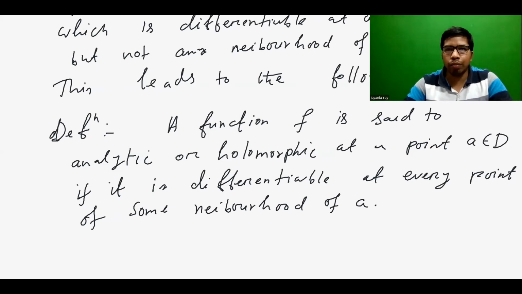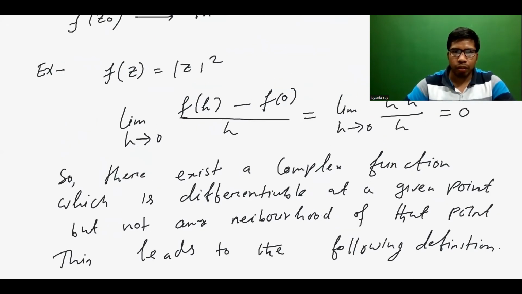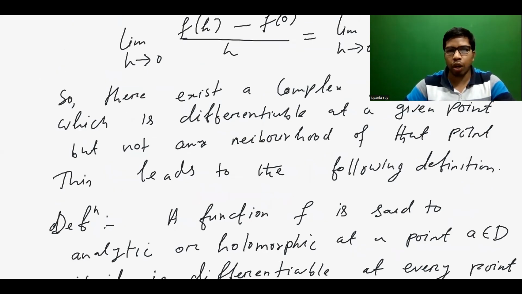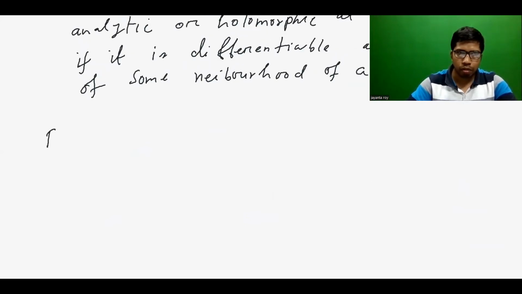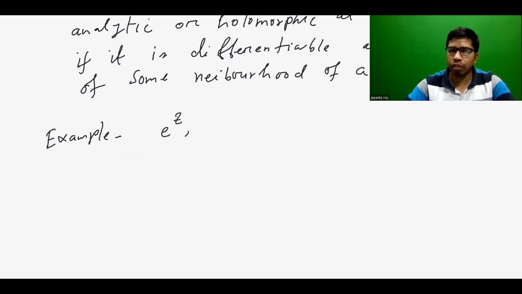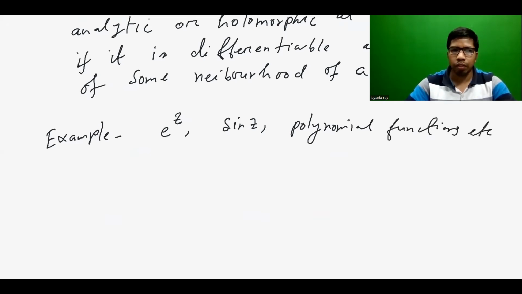So if a function f is analytic in the neighborhood of that point, then we say this is analytic. Okay, but the previous example shows that this function is differentiable but not analytic. There are so many examples of analytic functions. The exponential function e to the power z, sin z, all polynomial functions are analytic functions.